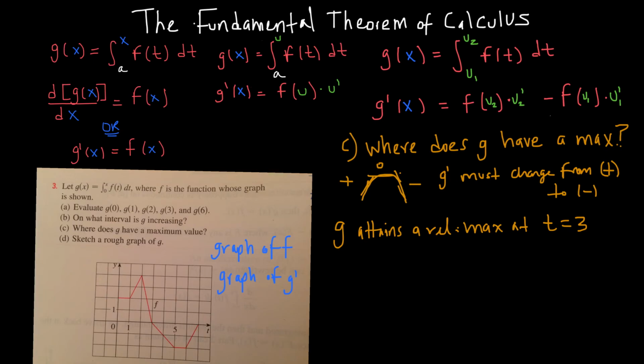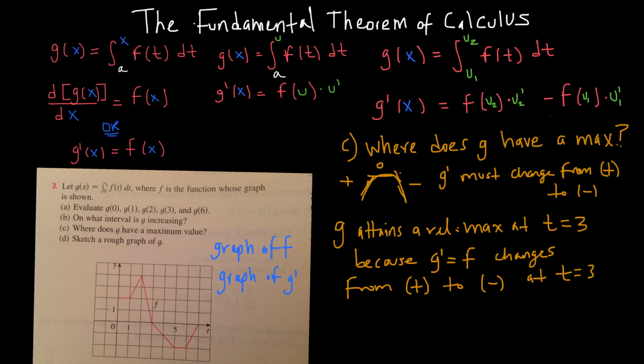G attains a relative maximum at t equals 3 because, and this is important again, G prime, which is equal to f, changes from positive to negative at t equals 3. Now, if you're going to use t, then make sure you use t again for the second time. Don't switch between t and x. Okay, so this is my answer if this was about a relative maximum.